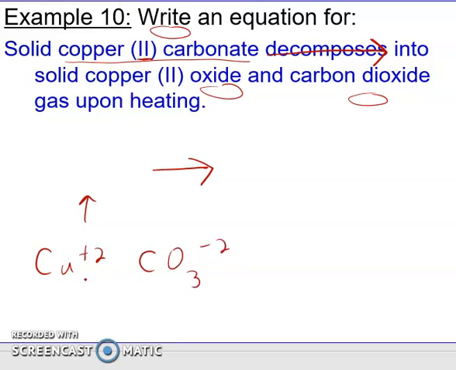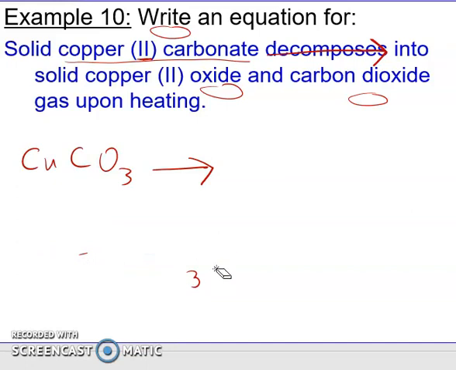Now what you'll notice is that copper is +2, carbonate is -2, so you just need one of each. So whenever you write the compound, it'll be CuCO3. That will be the compound that you write. Okay, it says it's a solid, so let's go ahead and put an S as a state symbol behind it. And then it decomposes into solid copper 2 oxide and carbon dioxide gas upon heating.